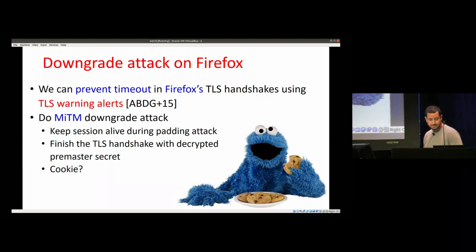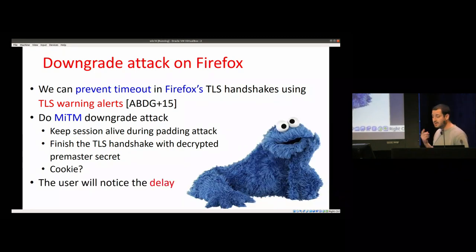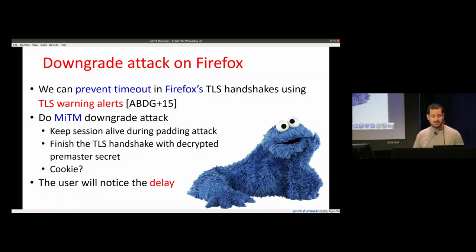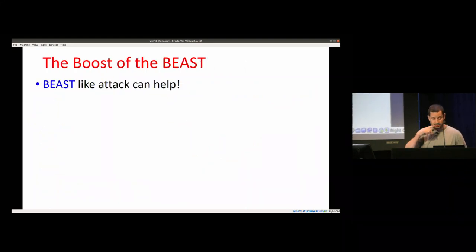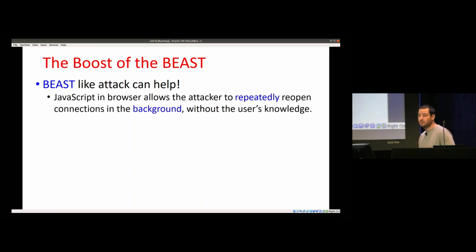But there is still one problem, and the problem is that the user might notice that it takes several minutes for a web page to render, and you're going to see that something fishy is going on. So we want to be able to do it covertly. So here we're going to use also a very well-known and old attack called the BEAST-like attack. Basically it means that we're going to use the fact that we can run JavaScript code inside the user's browser, and this JavaScript code can repeatedly reopen TLS connections to any web server that it wants, and in those TLS connections, the same cookie is going to be sent to the server.